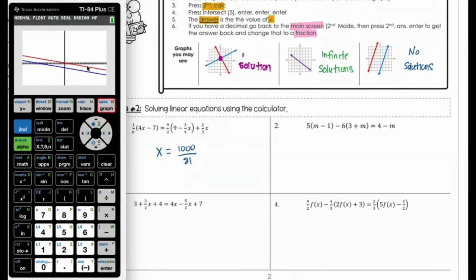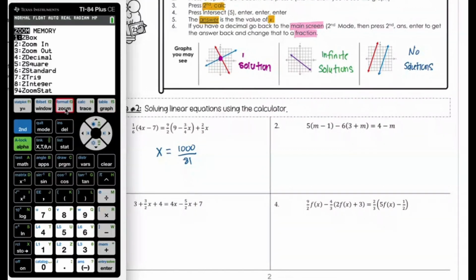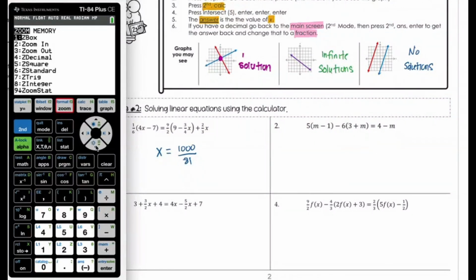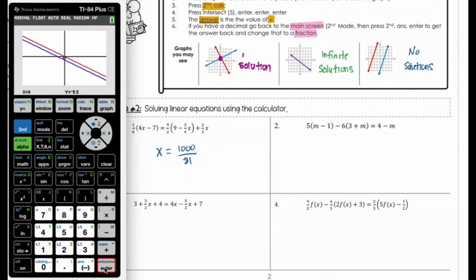Now I see the lines are not intersecting, but let me just zoom. Let me press zoom 0. That is going to fit it. Again, looks like parallel lines. I'm just going to play it on the safe side and zoom out just to see what's happening if I keep zooming out. So the further I zoom out, I can clearly see that these two lines are not going to intersect. So what this tells me is that I have no solutions.